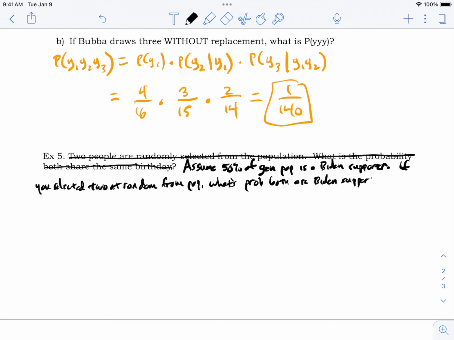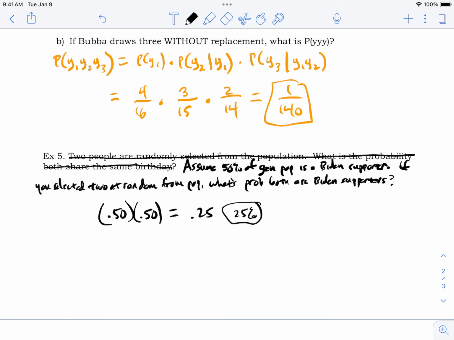So this is similar to where we said both are born on June 1st, right? We did it before when it was birthdays. We said, well, there's a 1 in 365 that they're born on June 1st. There's another 1 in 365 that they're born on June 1st. Okay, here we got something different. 50% chance Biden supporter, and then again, 50% chance Biden supporter. If you multiply that out, it's 0.25 or 25%.